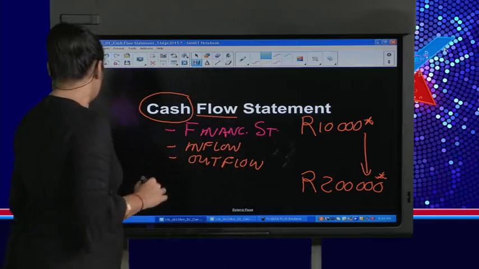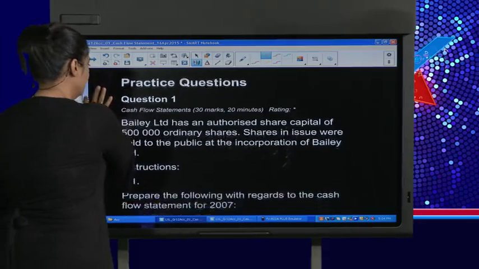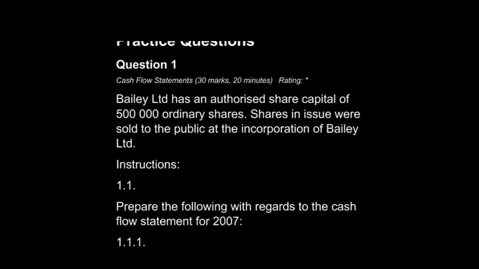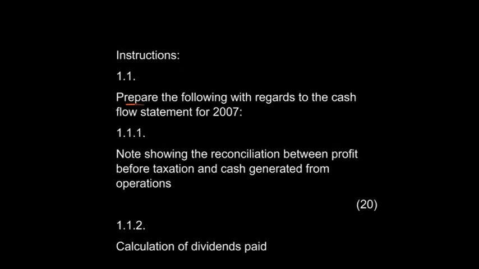Right, let's get started now with a question. The question that I've selected requires us to complete the following. We are given that Bailey Limited has an authorized share capital of 500,000 ordinary shares. Shares in issue were sold to the public at the incorporation, or at the start, of Bailey Limited. Now your instructions, or your required, is as follows. We're going to prepare the following with regards to the cash flow statement for the year 2007.